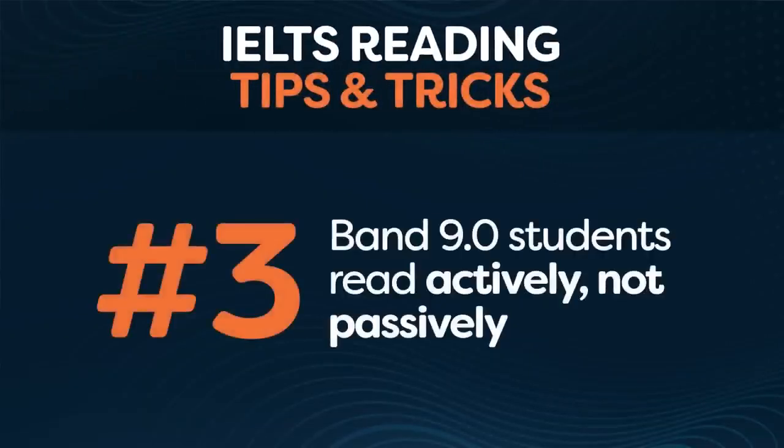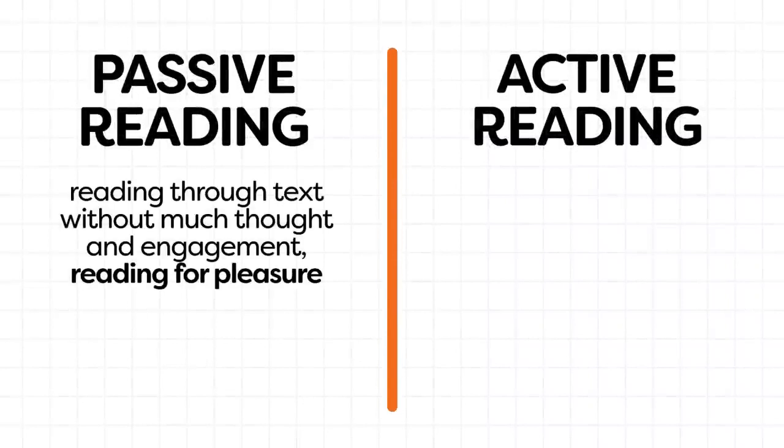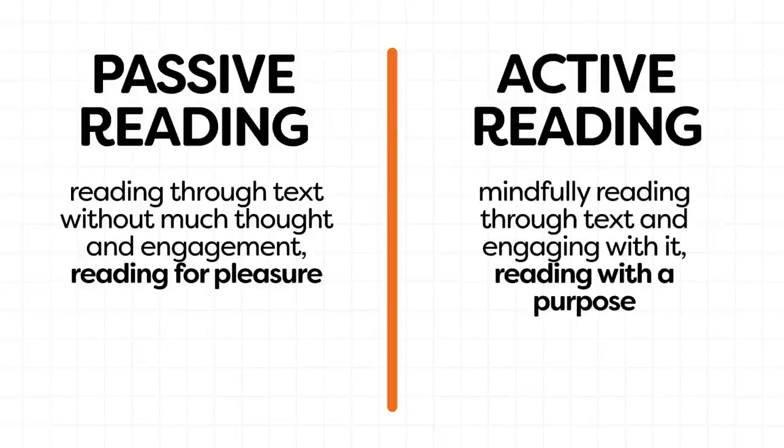Tip number 3, Band 9 students read actively, not passively. What's the difference between active reading and passive reading? Well, passive reading is when you're reading a book and you're not really doing anything. You're just reading for enjoyment, for reading's sake. Active reading is when you are reading, but you are doing something at the same time. You're actively trying to work on something.